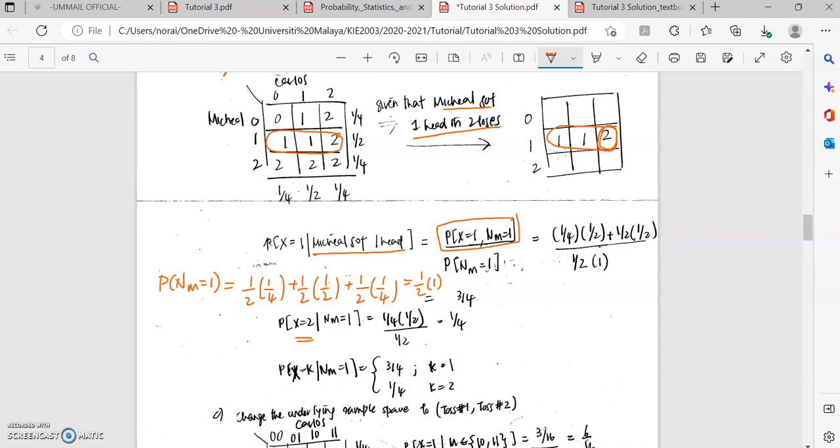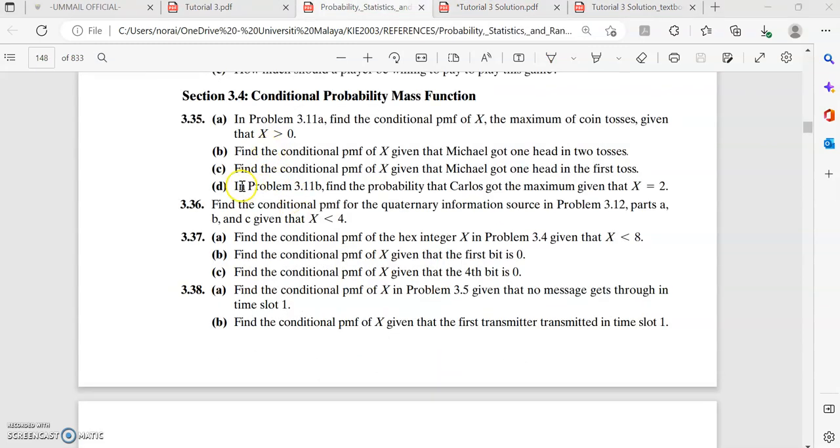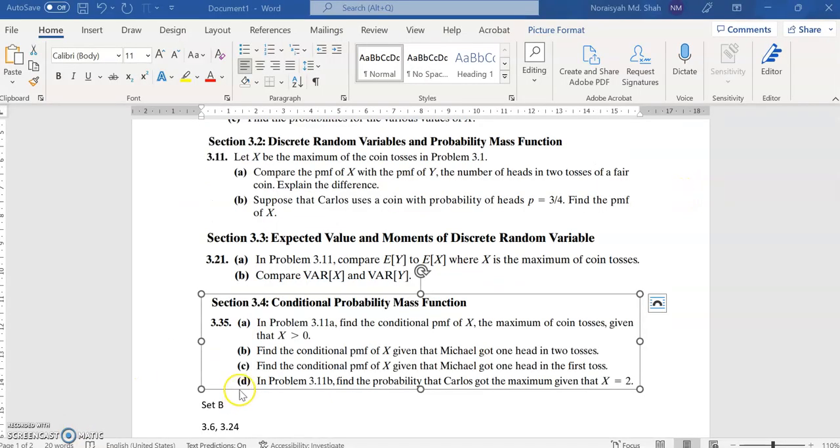Okay, so the next one is D in problem 3.11b. Find the probability that Carlos got the maximum given that x is 2. Sorry, 3.35c. We haven't done C yet. Find the conditional PMF of X given that Michael got one head in the first toss.